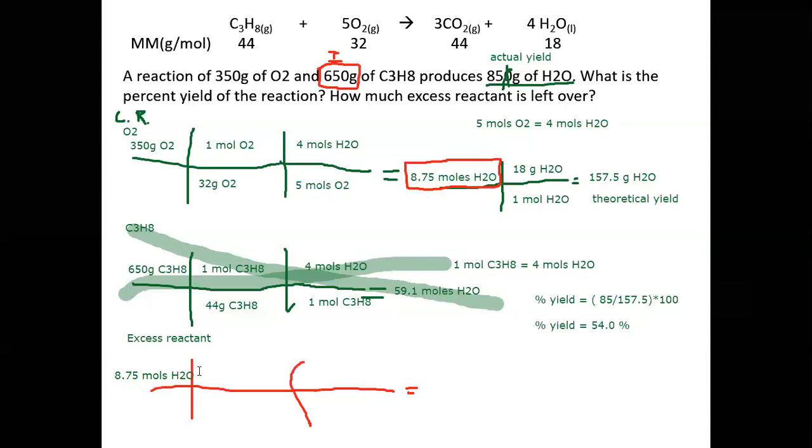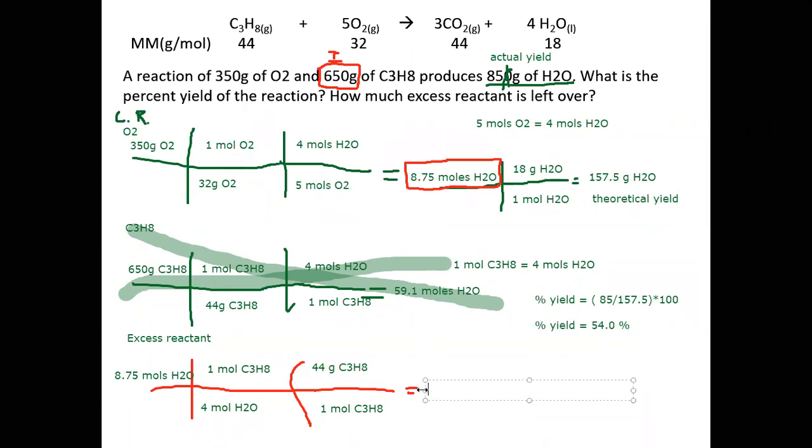So now since we have moles of water, we need to calculate the moles of propane. So again, since water is in the top left to our empty train track, in the mole ratio, water goes on the bottom and propane goes on top. Then we convert that to mass by multiplying by the molar mass. And again, this is going to tell us how much was used.